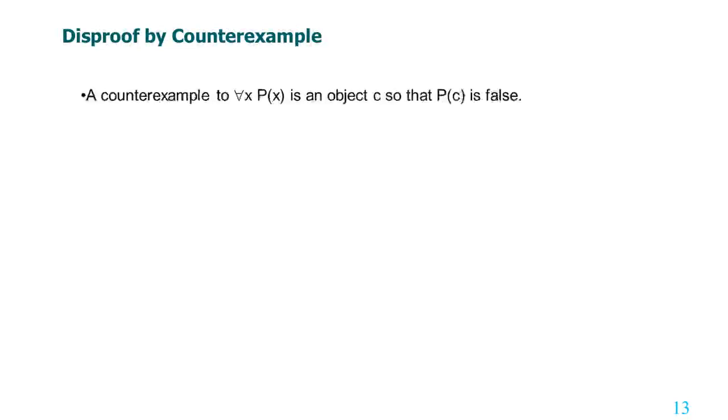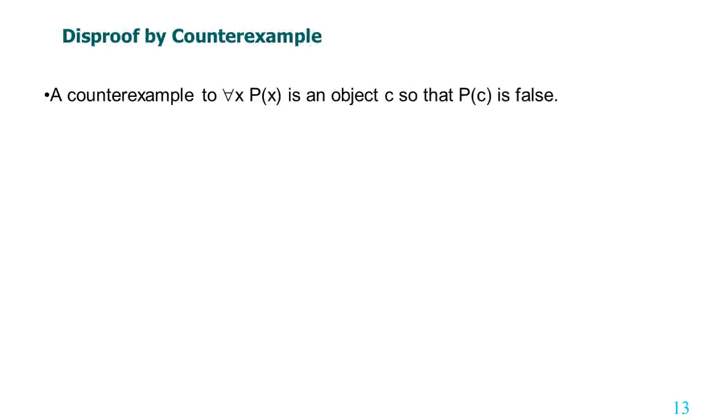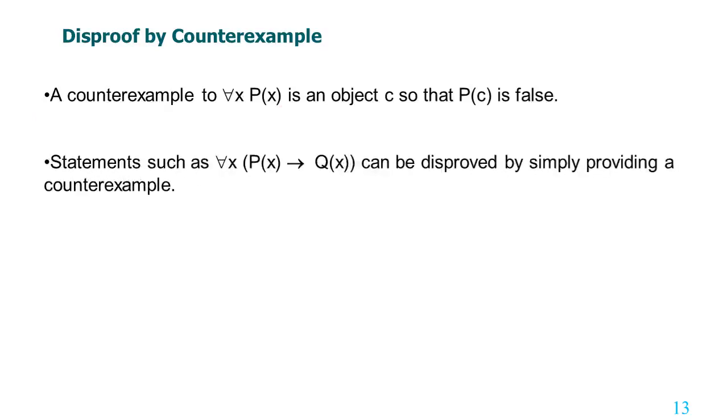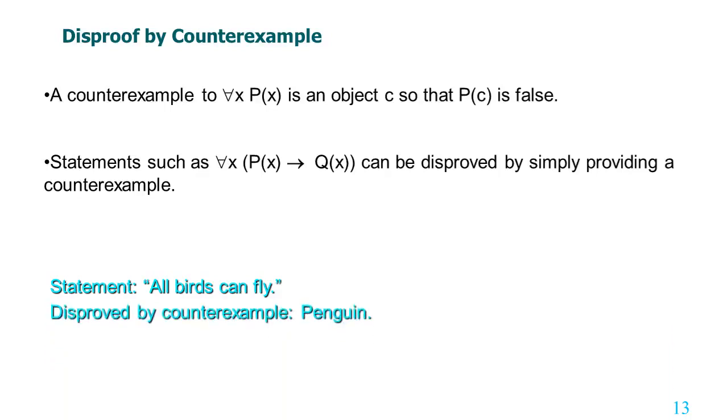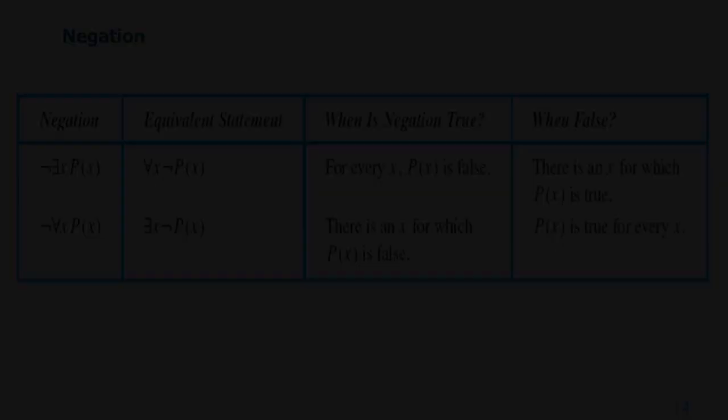Disproved by counterexample. A counterexample to the statement for all x P(x) is an object c so that P(c) is false. A statement such as P(x) implies Q(x) can be disproved by simply providing a counterexample. All birds can fly. Disproved by counterexample: penguin.